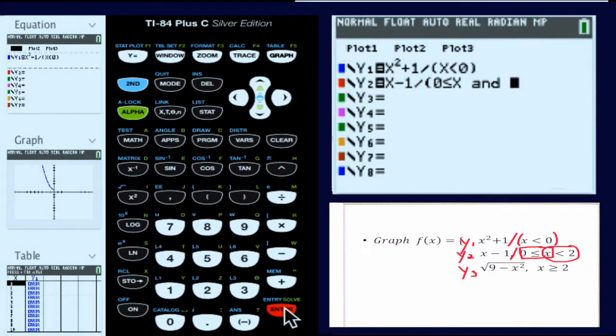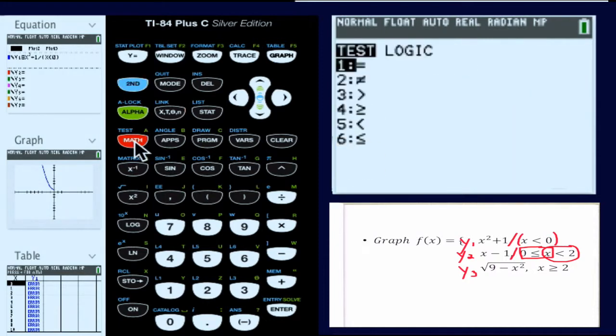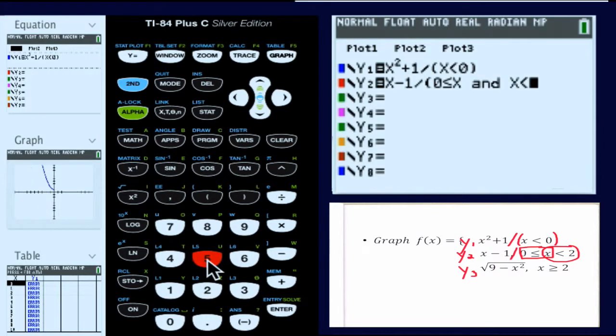x is less than 2. So we're just going to type in x is less than, so that's the second math button once again. We're going to go down to less than, which is number 5, so type 5, and then it's less than 2, so type a 2, and we need to be sure that we close our parentheses. We're finished with that domain restriction.